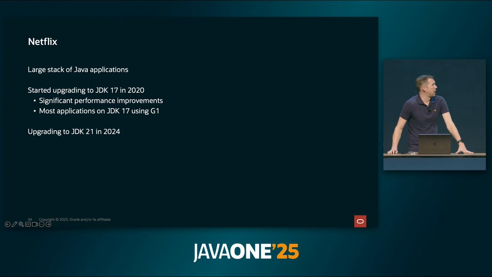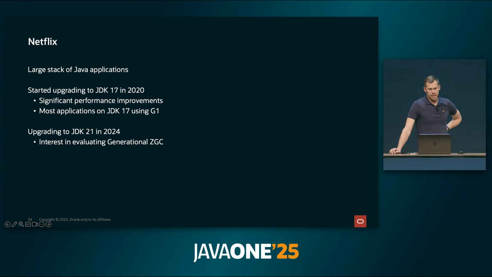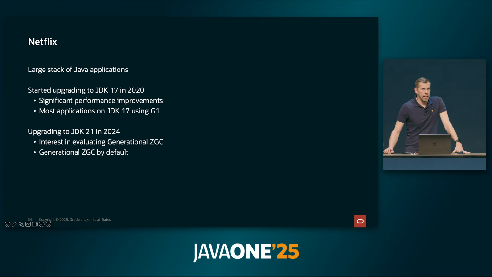But Netflix wasn't done here. In 2024, they started upgrading to JDK 21. A big interest here was to evaluate generational ZGC and see how that could help the worst-case latency that Netflix sometimes runs into. And they were extremely happy with the results they were seeing. Now, when running an application at Netflix using JDK 21, by default they are using generational ZGC.